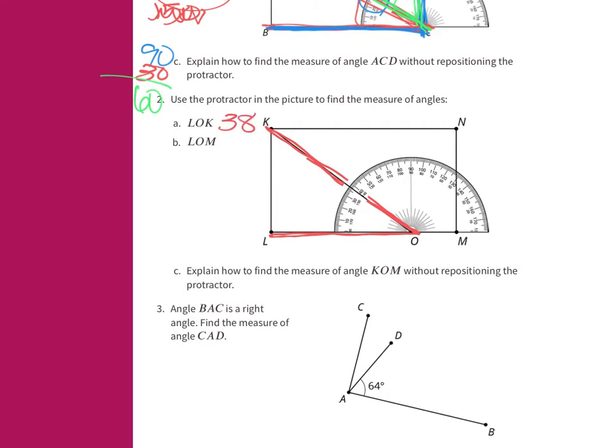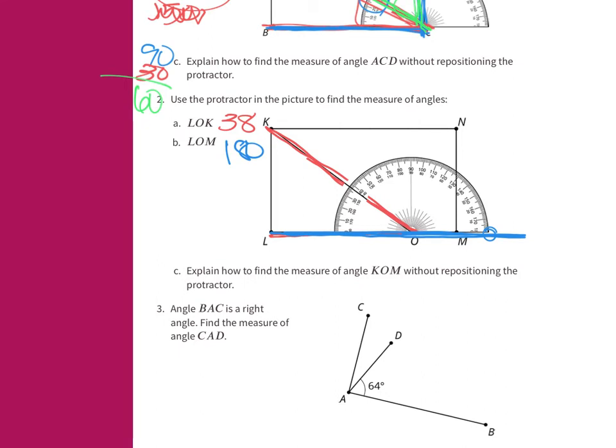Okay, now LOM, if I notice, L is here, O is here, and M is here, so it's just a straight line. If you notice, it crosses at 180 and 0, when we know it's not a 0 degree angle, so we know LOM is 180. So explain how to find KOM.